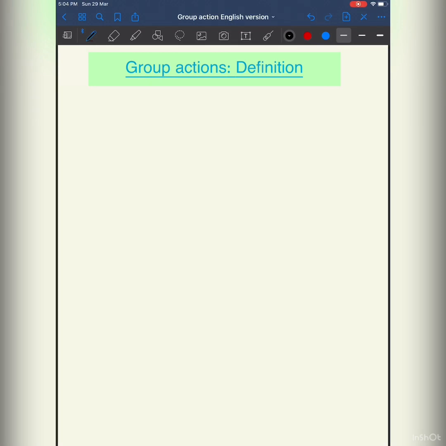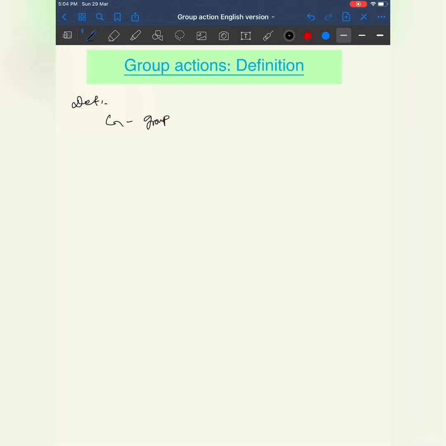Okay, let me start with the definition. Definition. So G is a group. I'm going to be vague only because, again I'm saying, I do not want to replace any traditional method. X is a non-empty set. By a group action on X, we mean a function from G cross X to X satisfying this condition.